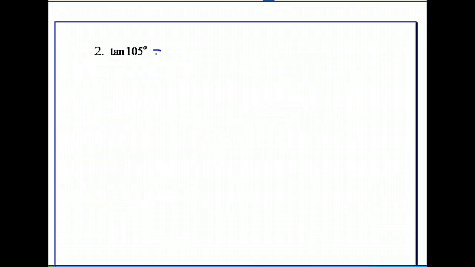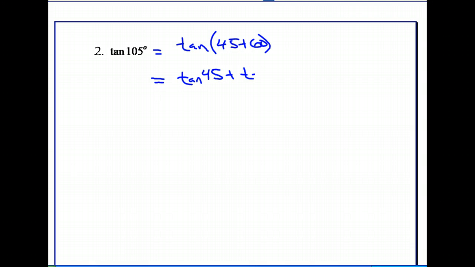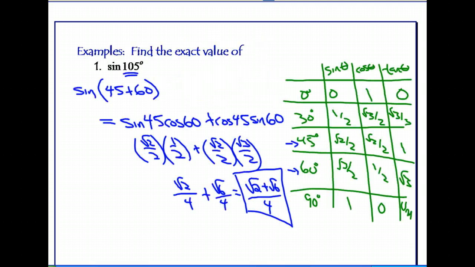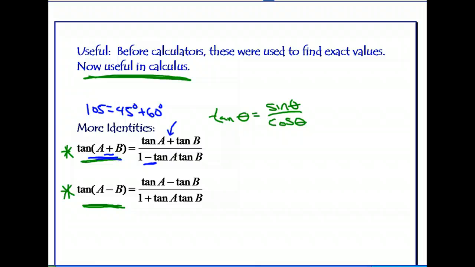So the tangent of 105, let's just write this out in a couple steps here, will be 45 plus 60. So using my identity, that'll be the tangent of 45 plus the tangent of 60 all over 1 minus the tangent of 45 tangent of 60. And if you want, take a sneak peek back and make sure that is correct.